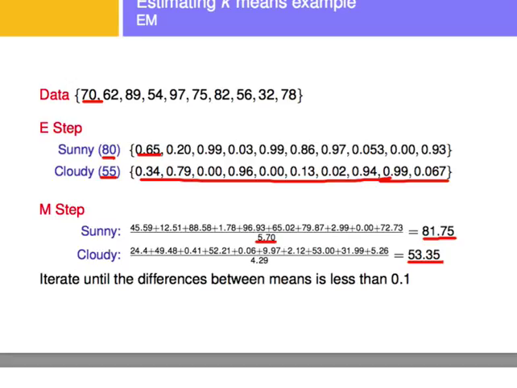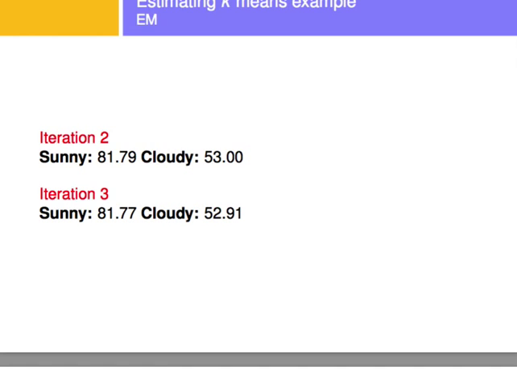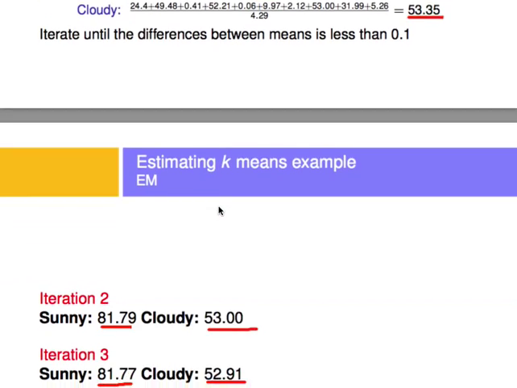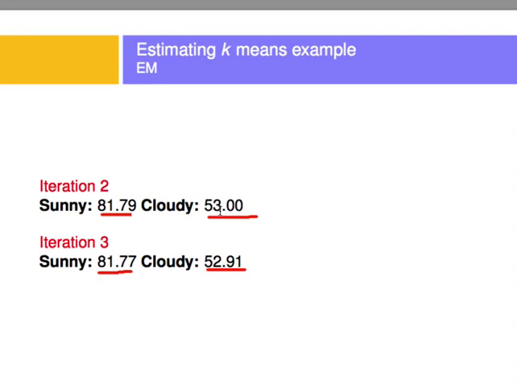So where am I now? Let's look at what some of these iterations look like. At iteration 2, I get a mean of 81.79 for sunny, and for cloudy I get 53. For iteration 3, I get 81.77 and cloudy 52.91. So for iteration 2, I got 81.79, which is very similar to what we had before, but I got 53 degrees, and I had 53.35 before, so this changed by more than 0.1.